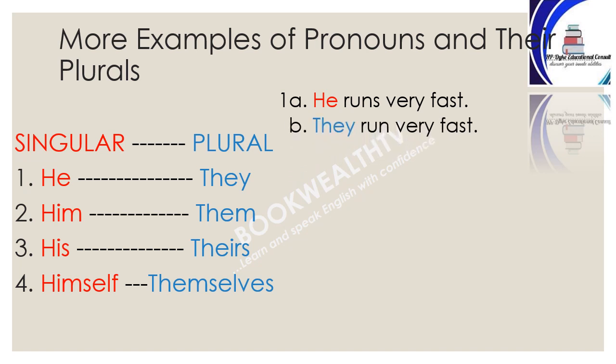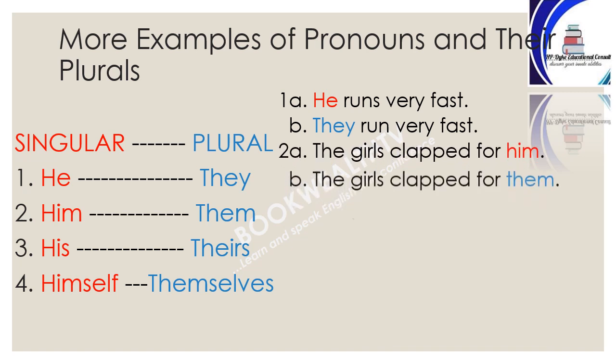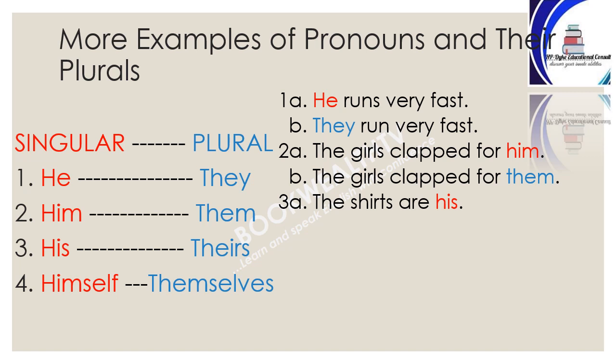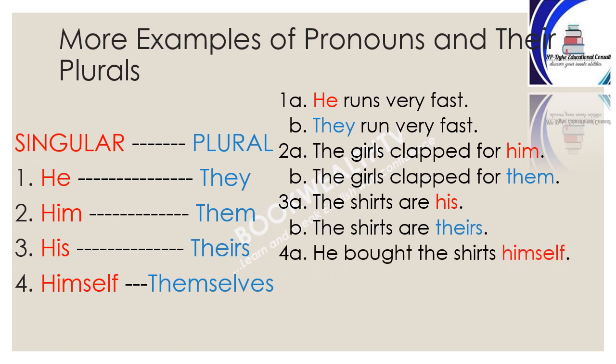In sentences: He runs very fast. They run very fast. The girls clapped for him. The girls clapped for them. The shirts are his. The shirts are theirs. He bought the shirts himself. They bought the shirts themselves.